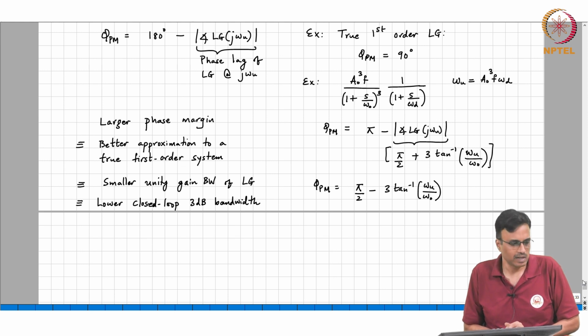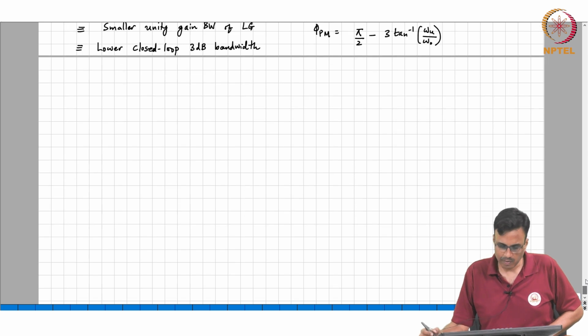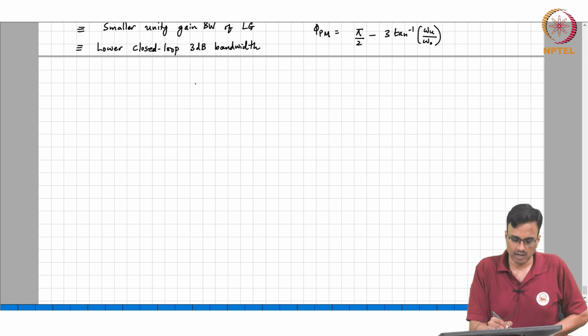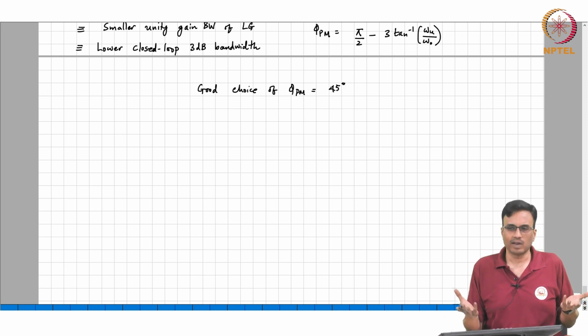So, how small a phase margin you can have is basically an engineering choice you make. So, typically, some people are very comfortable with different values. A good choice, I would say, is maybe 45 degrees, right. There is nothing holy, it is just a choice I make, right.